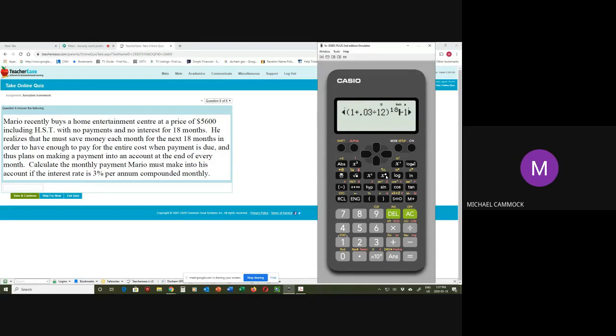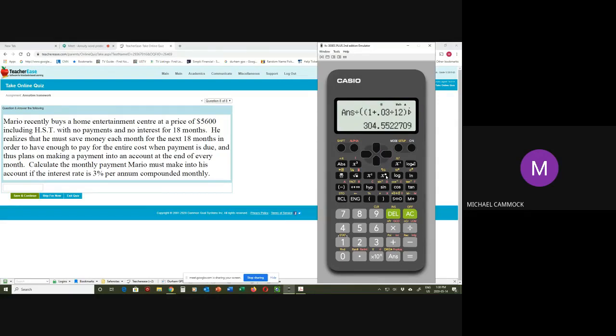Let me walk you back through those steps again. I'm going to go back through this. It's the answer from the top divided by the double brackets. The I, which is 0.03 divided by 12, raised to the power of 18. You just got that right, by the way. And then minus the 1. When I press that, now I should have my answer.